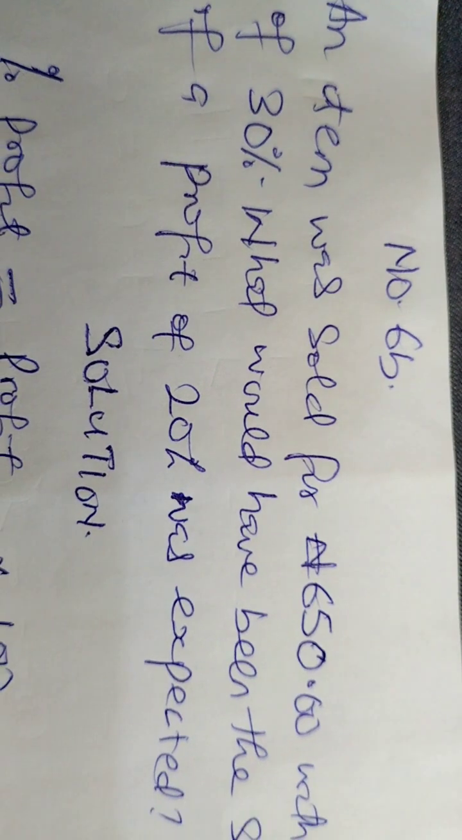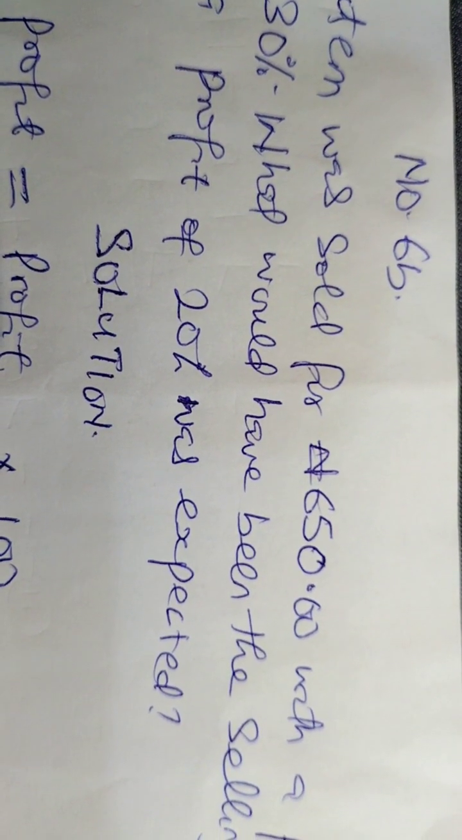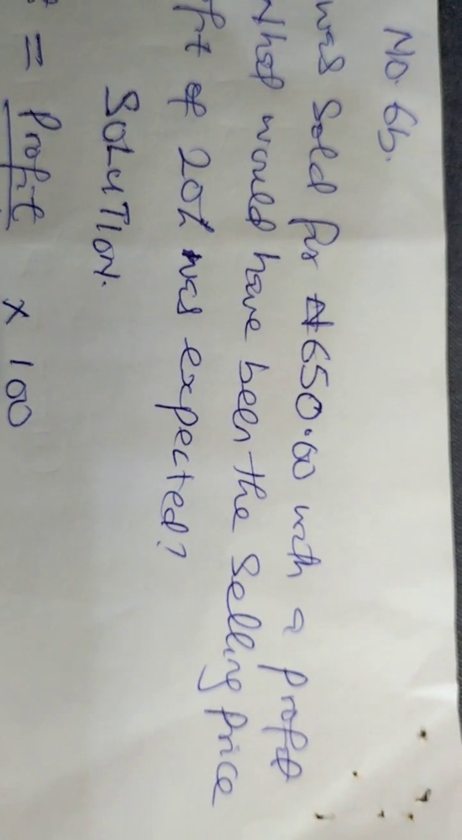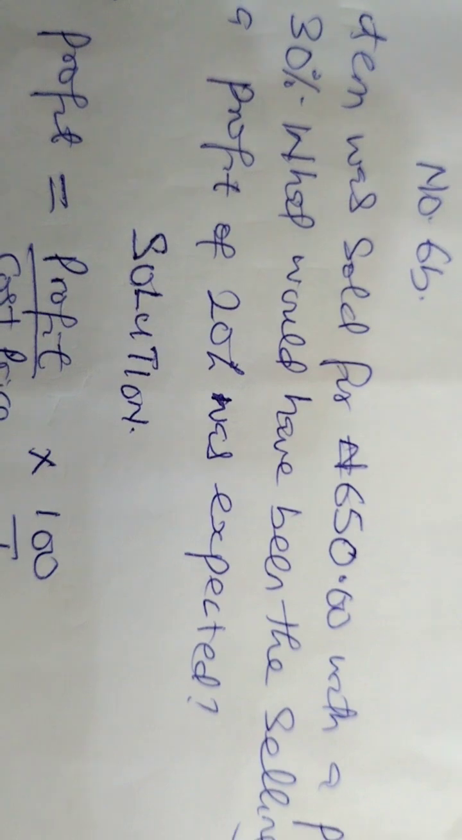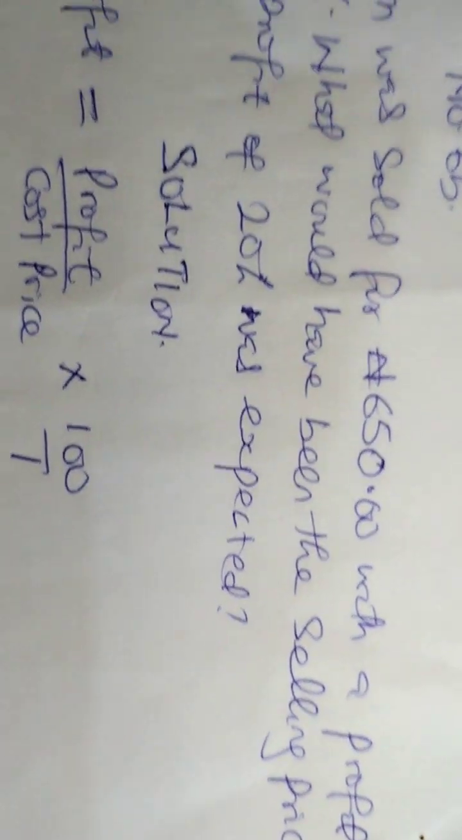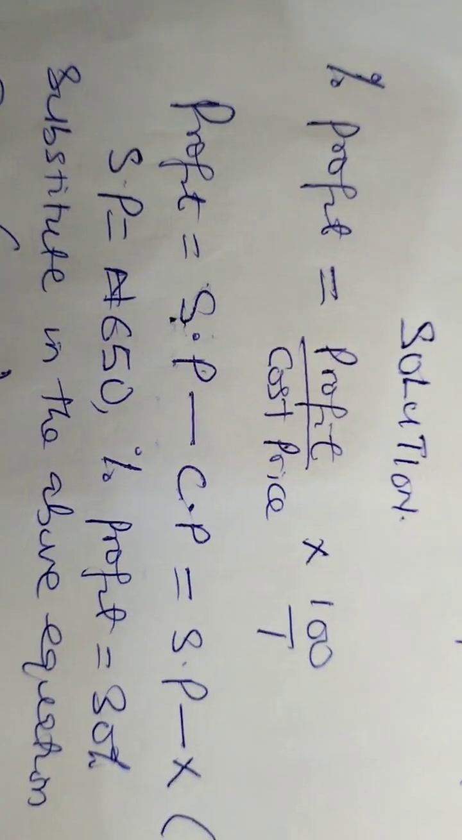An item was sold for 650 naira, with a profit of 30%. What would have been the selling price if a profit of 20% was expected?